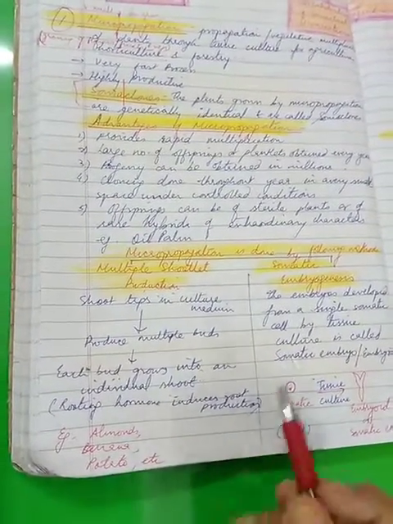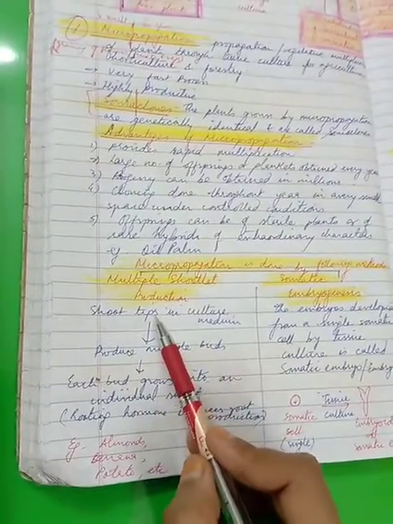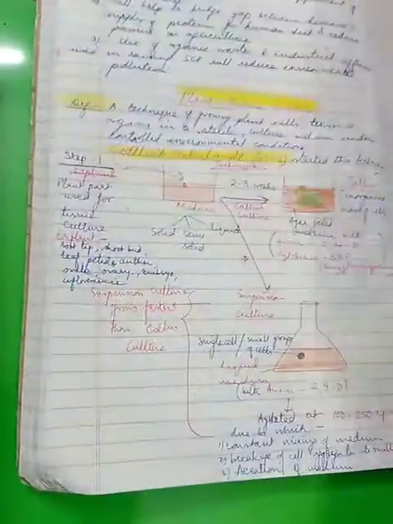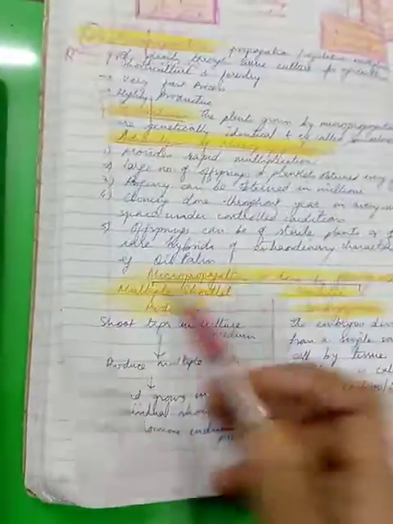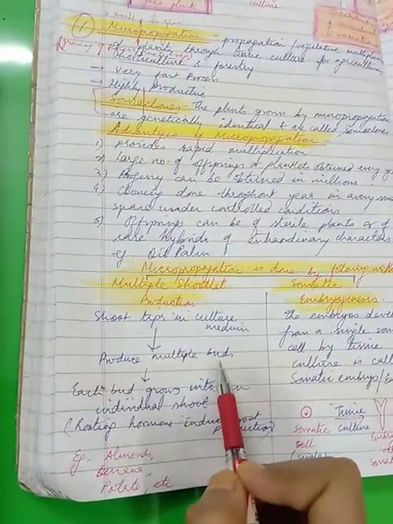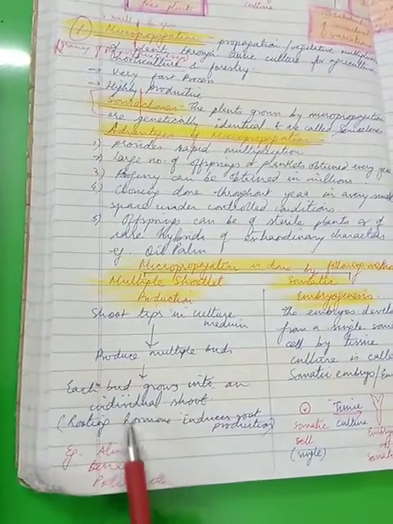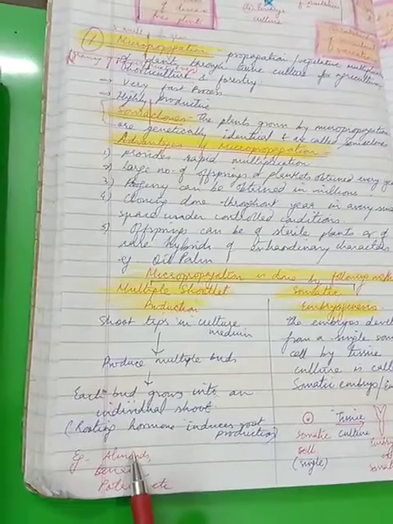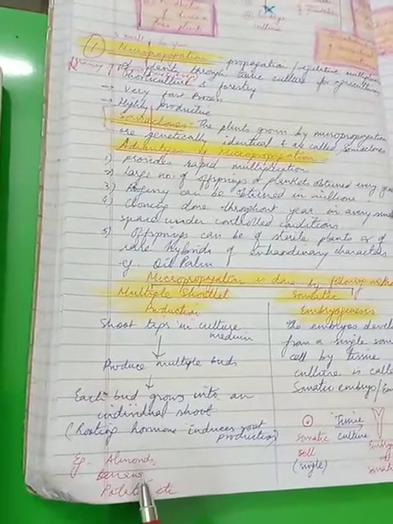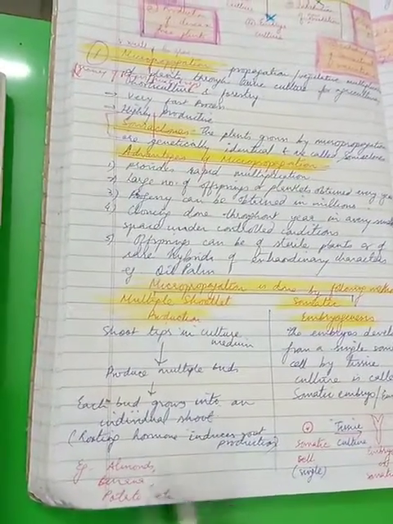So very simple, children. Once again, the shoot tips are used in the culture. That means here the explant will be only the shoot tips. Then they produce multiple buds and each bud grows into an individual shoot. Later the root is introduced by the rooting hormone. Example, almonds, banana, potato, etc.